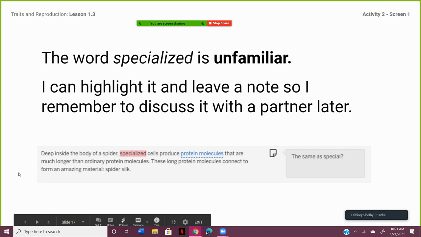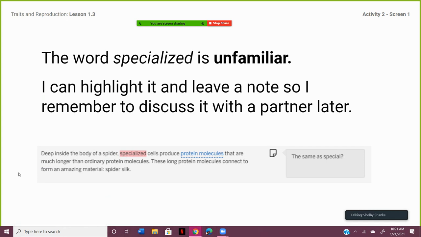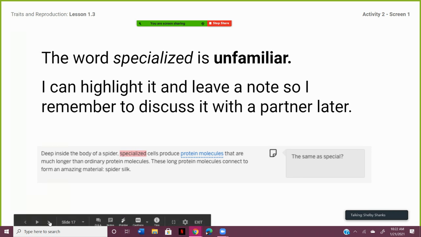All right, so you guys may be unfamiliar with the term specialized, and so I'm just going over what you can do. You guys know that you can highlight. So maybe if I'm not familiar with the word specialized, I can highlight it, leave a note, and remember to discuss it. Okay. So specialized could possibly mean the same as special.